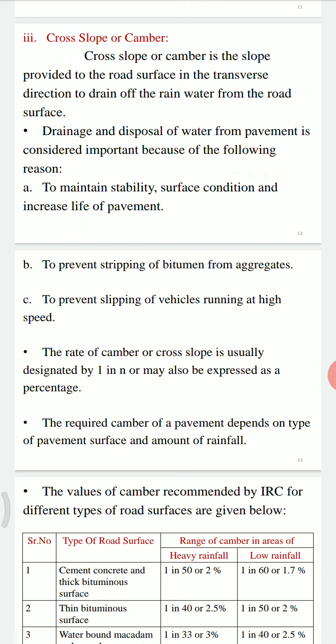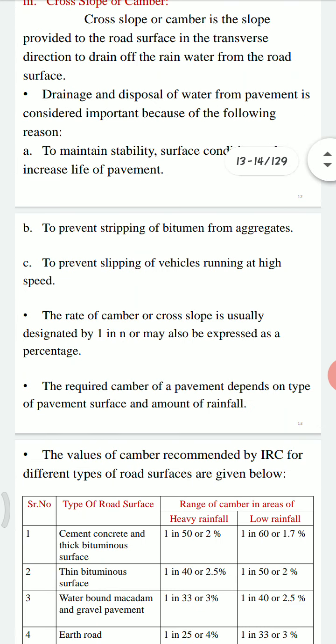If the rainwater is stagnant there, if the rainwater is not drained from the road pavement, the bitumen and the aggregate may be stripped, meaning the aggregate may be separated from the bitumen, so the road may be damaged early. So that's why we have to provide that camber.